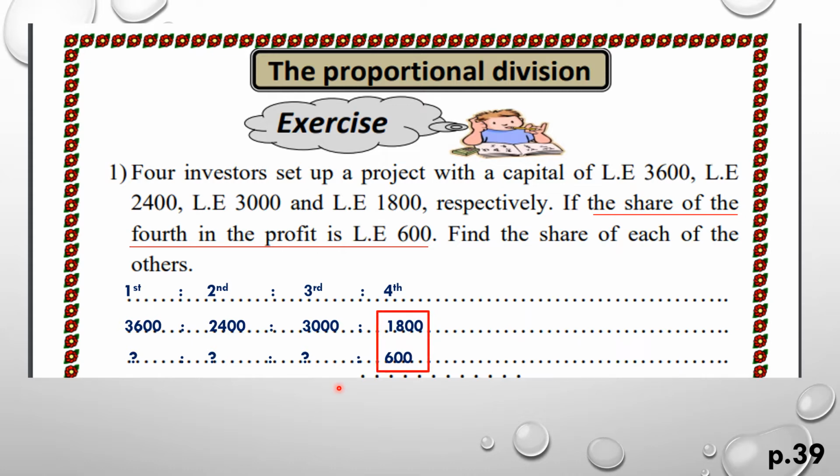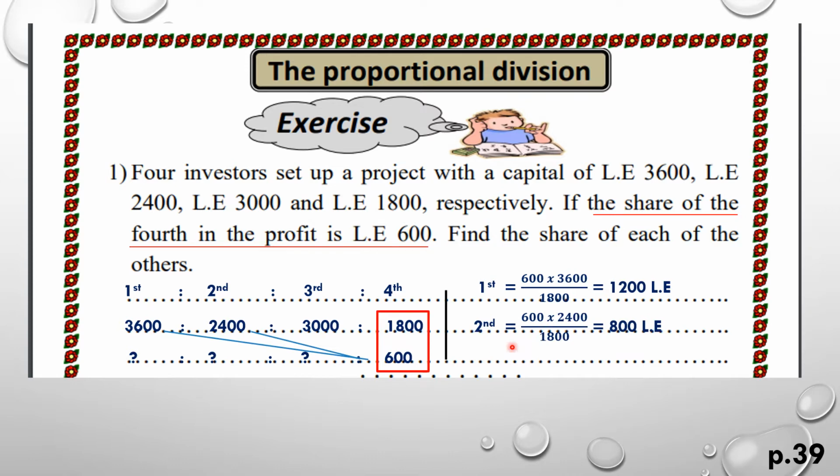Let's find the first. Here, where is the cross of the first? 600, 3600. So, to find the first, 600 times 3600 over 1800 equals 1200 LE. Share of the second. Here is the cross of the second. Second, 600 times 2400 over 1800 equals 800 LE. Third, here is the cross of the third. So, third equals 600 times 3000 over 1800 equal 1000 LE.